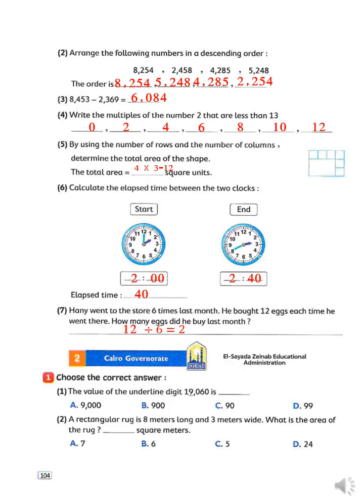Cairo Governorate. Choose the correct answer. The first question, the value of the underlined digit in 19,060 is 9,000. The next question, a rectangular rug is 8 meters long and 3 meters wide. What is the area of the rug? 8 by 3 equals 24.